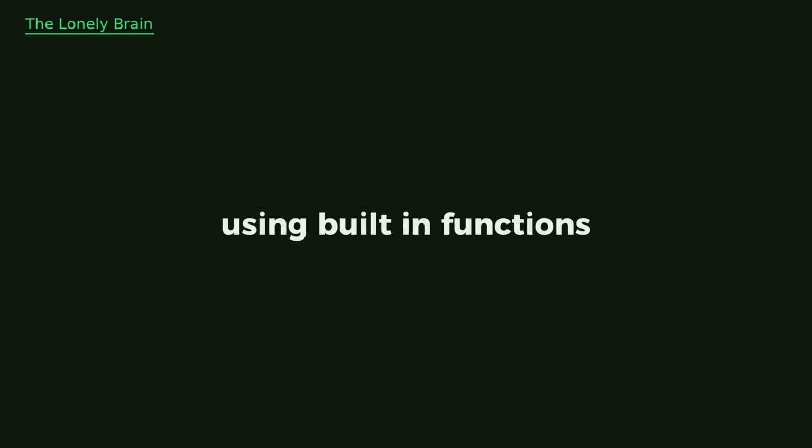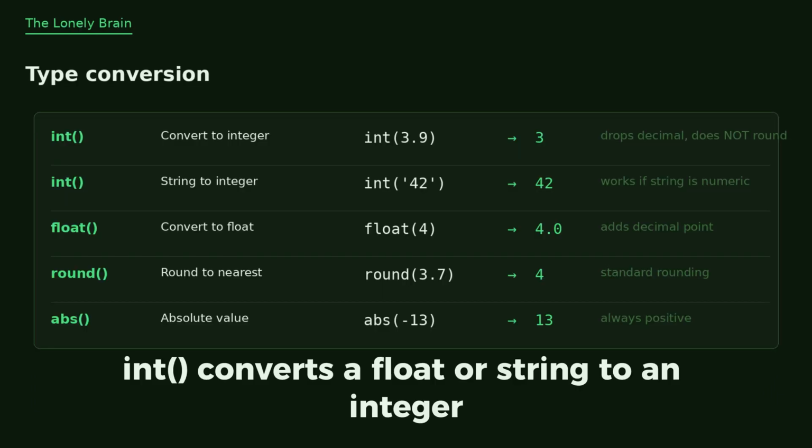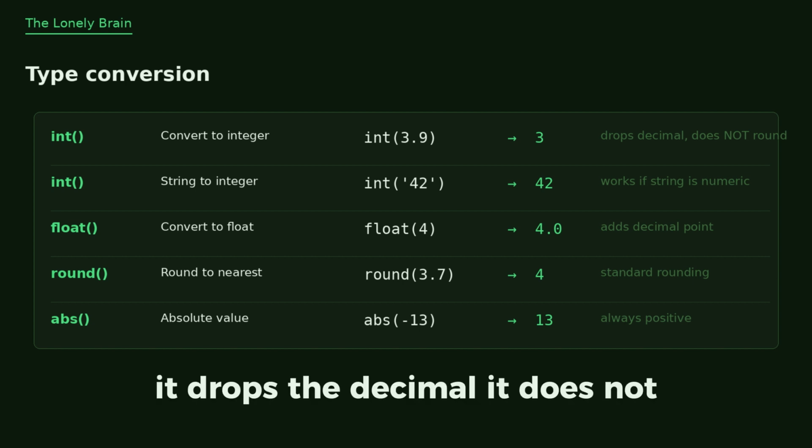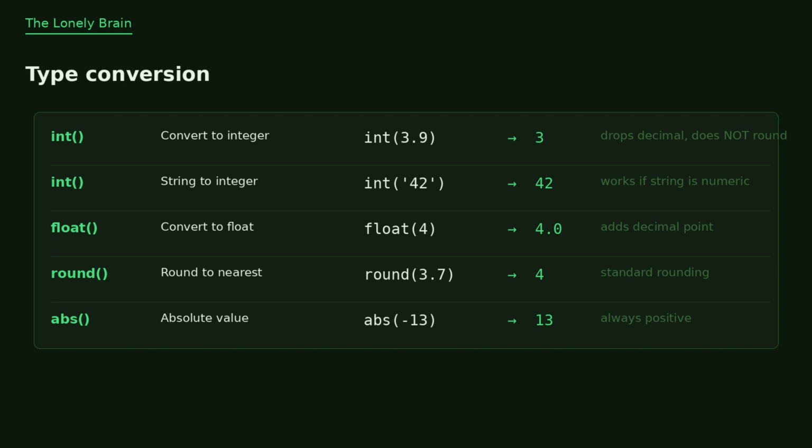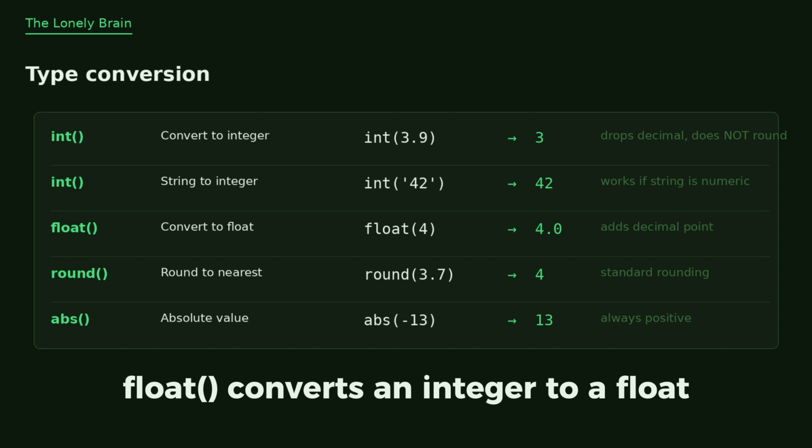You can convert between number types using built-in functions. int() converts a float or string to an integer. It drops the decimal. It does not round. float() converts an integer to a float.